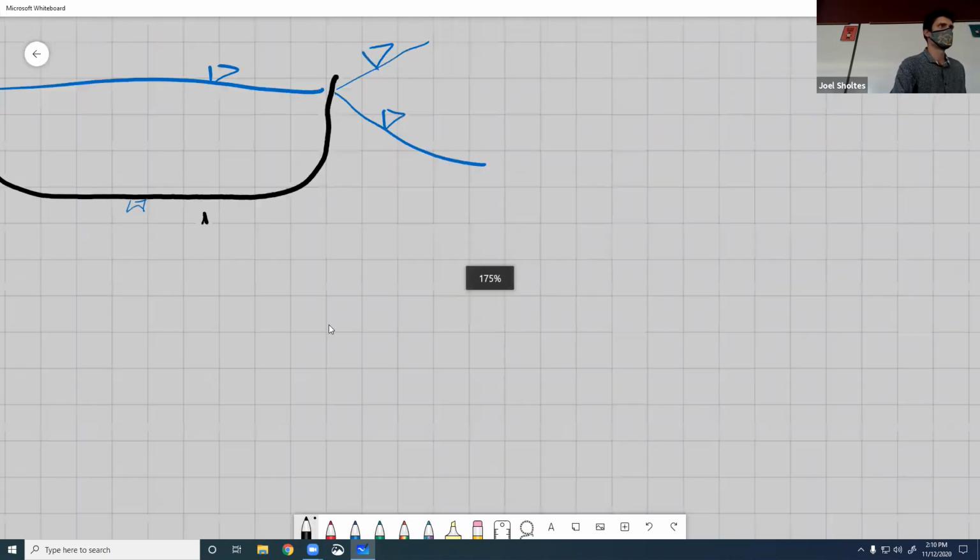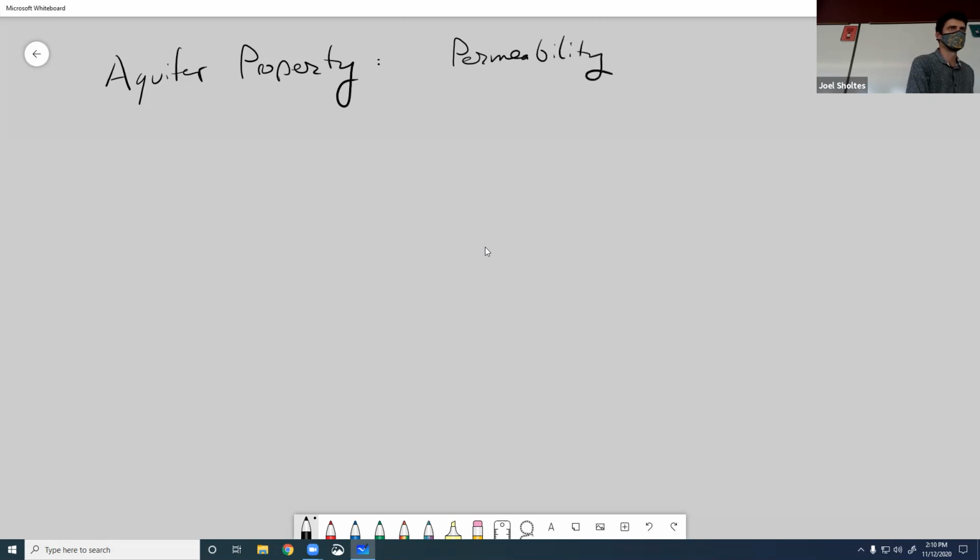Okay, so let's review real quick. We have the aquifer. Aquifer properties. The first one we talked about was permeability. And that was lowercase k equal to some coefficient times the diameter squared. And it has units of length squared.